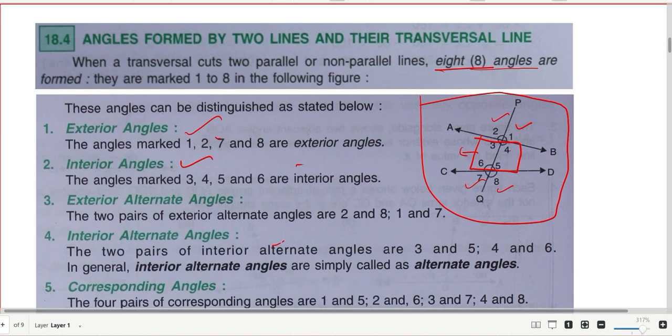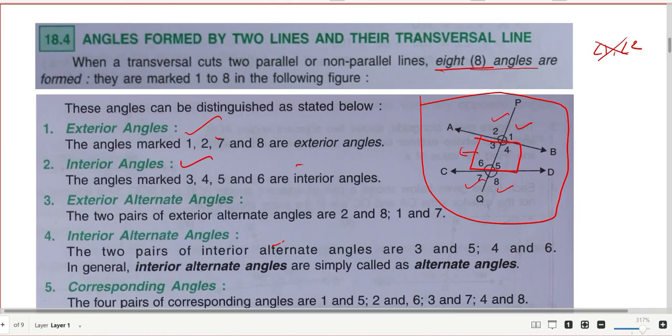In these exterior angles, we have two types of exterior angles. What are they? Alternate exterior angles. Alternate exterior angles are exterior angles on alternate sides of the transversal. If you see angle 1 and angle 2, these two are on alternate sides of the transversal, but they are adjacent, so they are not alternate exterior angles. So non-adjacent exterior angles which are on alternate sides of the transversal are known as alternate exterior angles. What angles are said to be alternate exterior angles? Those angles should be exterior, they should be on alternate sides of the transversal, and they should not be adjacent to each other.